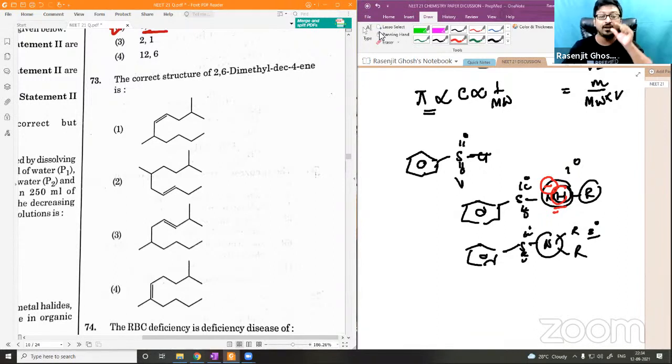The side chain will get minimum preference. So which one will I opt for? I will opt for all cases, but let's see if I do the numbering from here: 1, 2, 3, 4, 5, like this, 6.